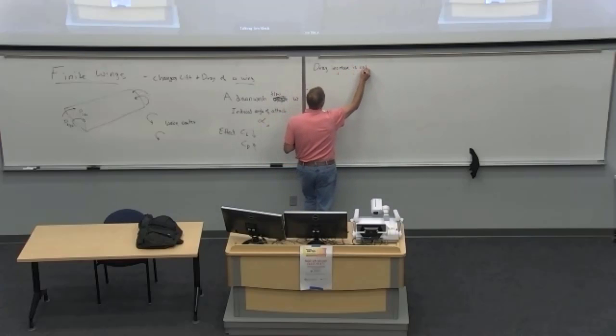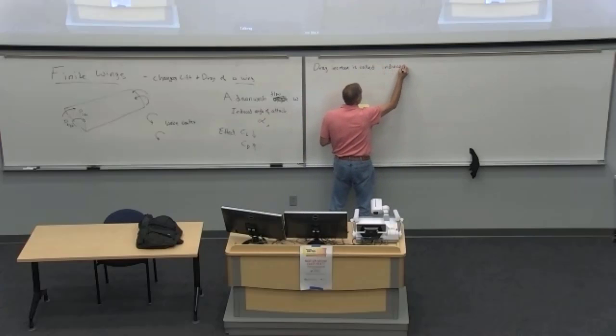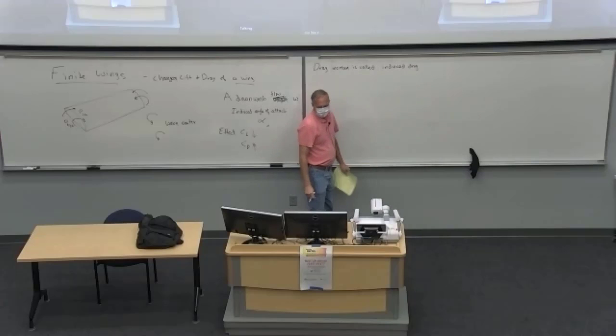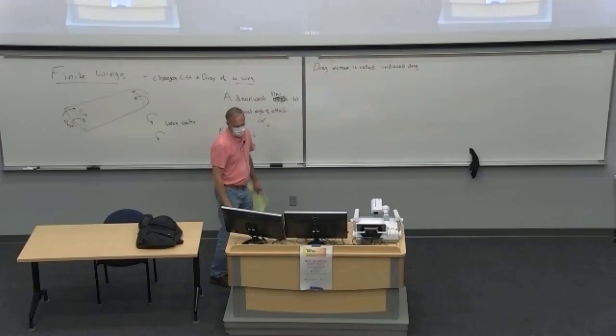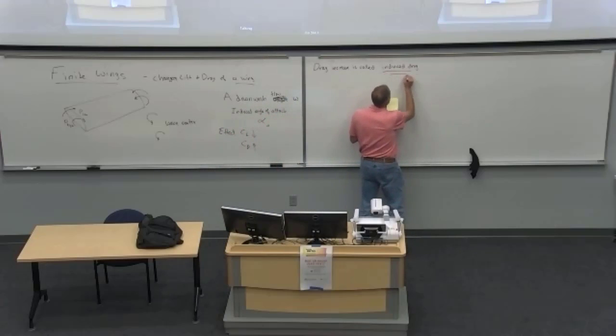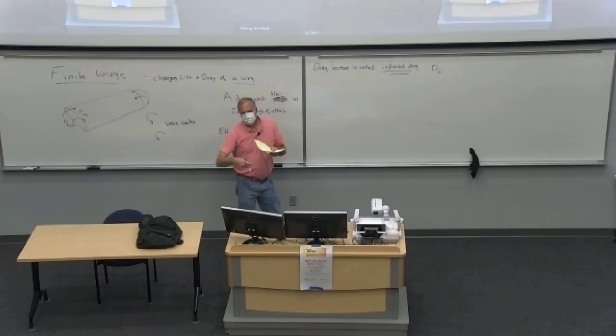is called induced drag. And typically, it will just be D with the letter I on it, meaning induced. So it's extra drag caused by or induced by this downwash flow.